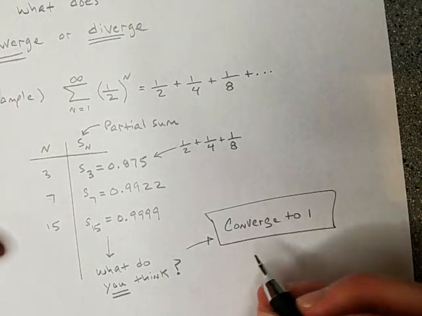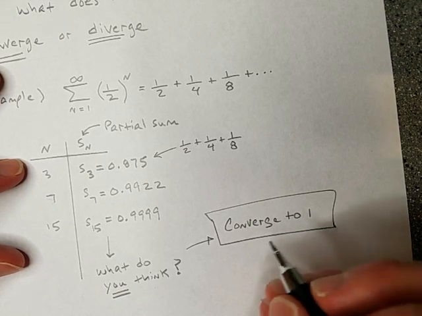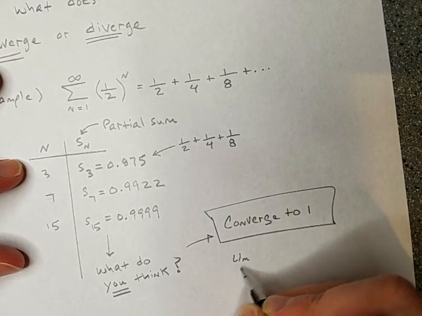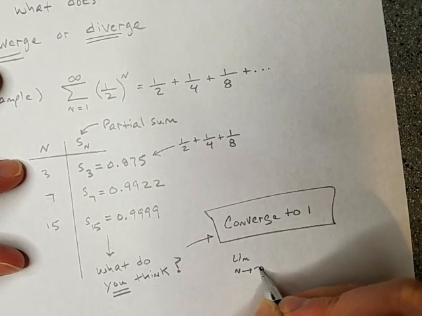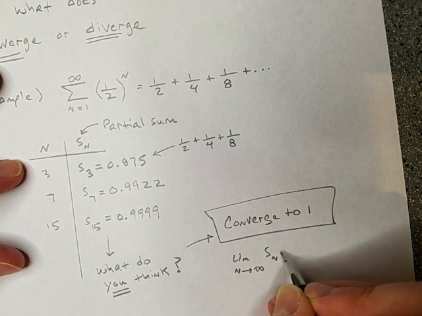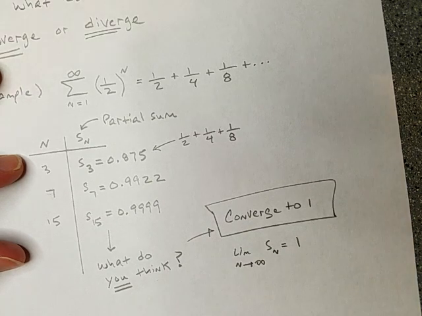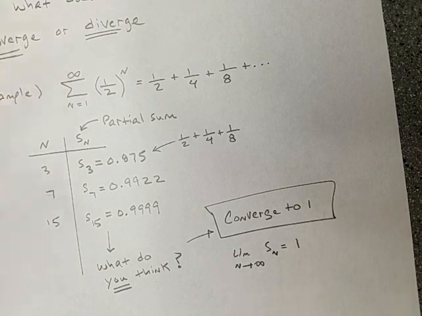Another way that people say this that might not be as intuitive for you is they'll say the limit as n goes to infinity of the partial sums is 1. You can think of it like that if you want to, but just look at it. The more terms I add, the closer my answer gets to 1. But I never quite get there.